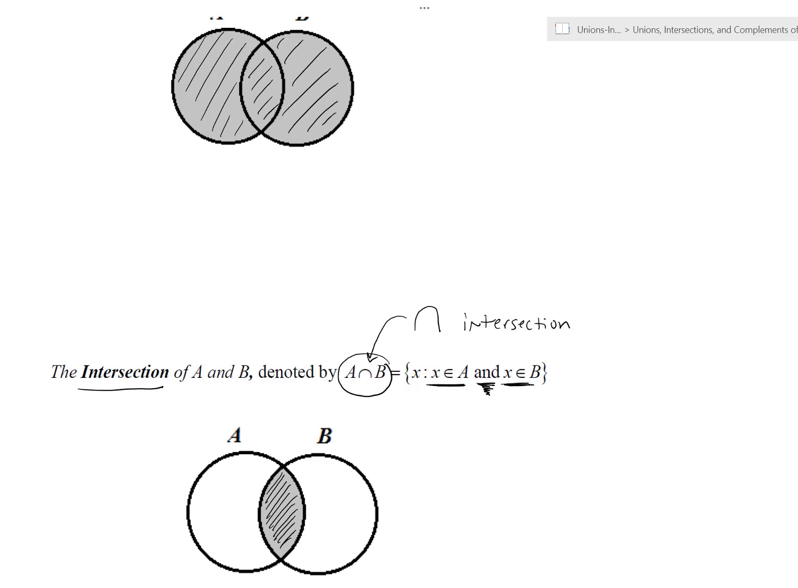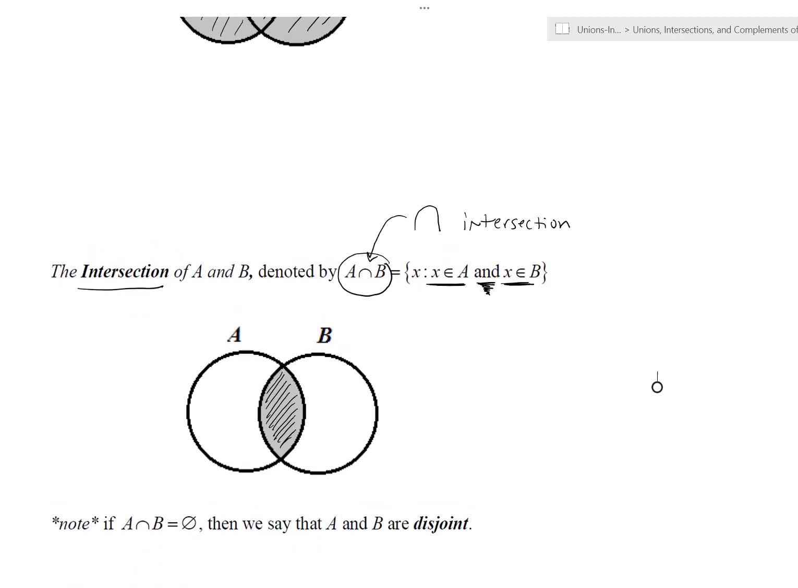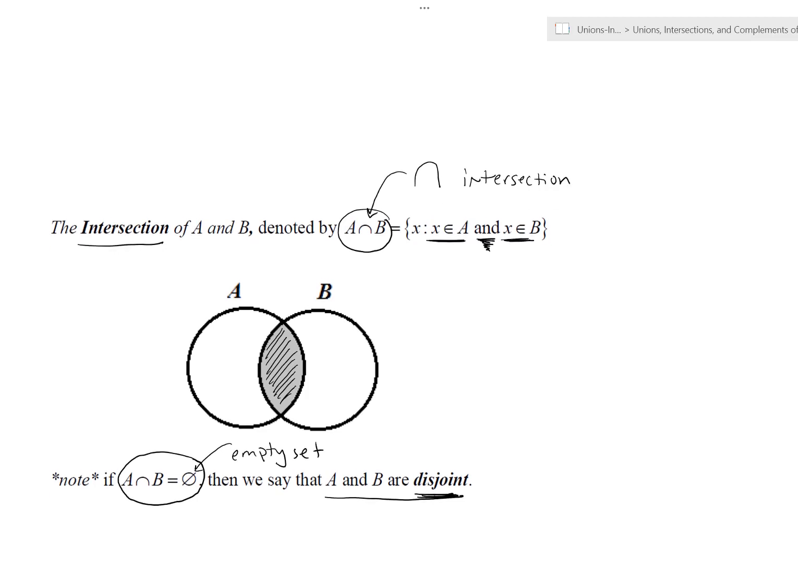So that's the intersection. We've got the union and the intersection down. And then one little note: if you happen to have a situation in which the intersection of two sets is the empty set, remember the symbol down there, the empty set, then what's that really saying? It's saying that the two sets, A and B, have no elements in common. And in that situation, some vocabulary, we say that the two sets A and B are disjoint. So just remember that vocabulary word.